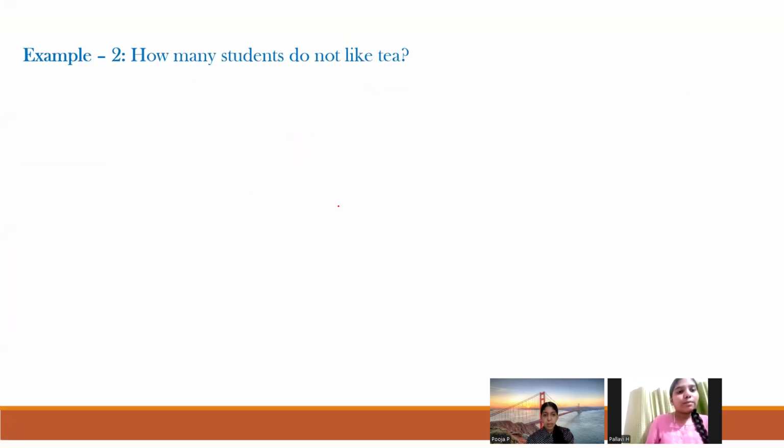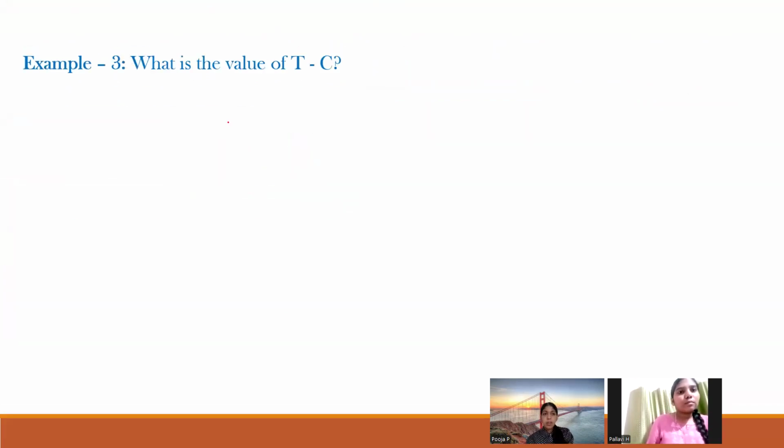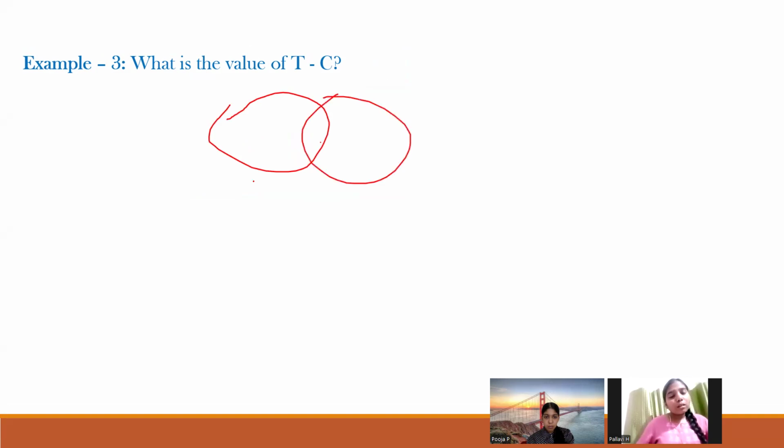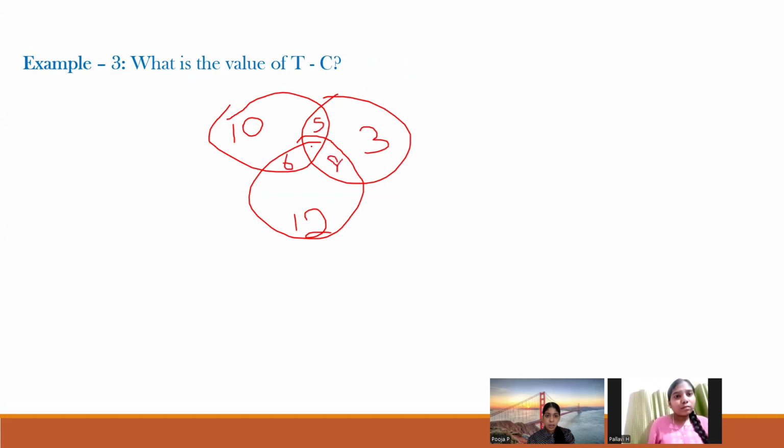Yes, ma'am. Right. So what is the value of t minus c? So t, c, and n. This is your given question. This is given as 10, this is given as 12, this is given as 3. So you have 5, you have 6, you have 8, and you have 9 here.